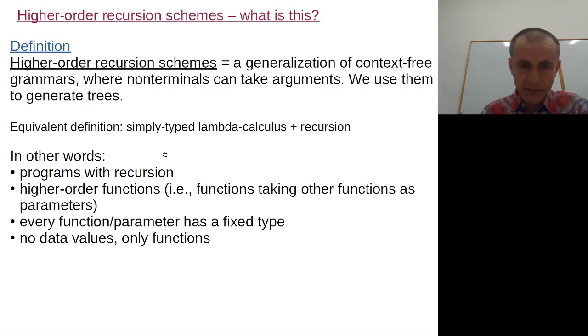Another way of saying this is that we consider programs with recursion, with higher order recursion, where functions can take other functions as parameters, and where everything is well typed. Everything has some type, every function and every parameter. There are no data values, no integers and things like this. Only recursive functions. So these are recursion schemes.